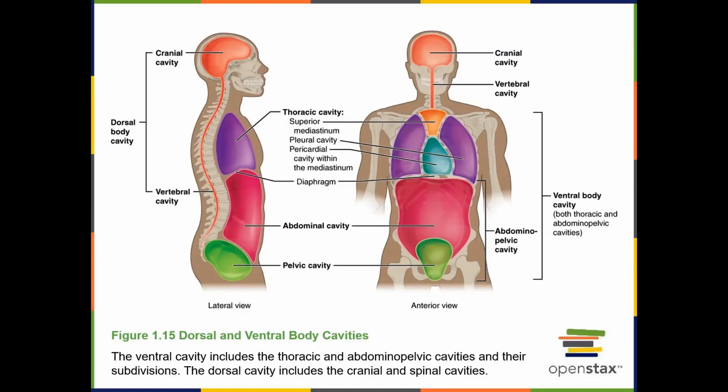Just above the pericardial cavity is the superior portion of the mediastinum. The superior mediastinum contains the trachea and the esophagus, as well as many large blood vessels. The abdominopelvic cavity is subdivided into the abdominal cavity and the pelvic cavity inferior to that. The diaphragm is a skeletal muscle that forms the boundary between the thoracic cavity and the abdominopelvic cavity.